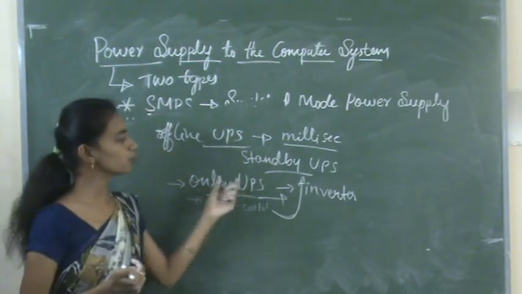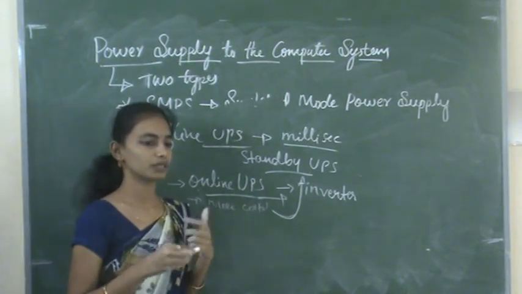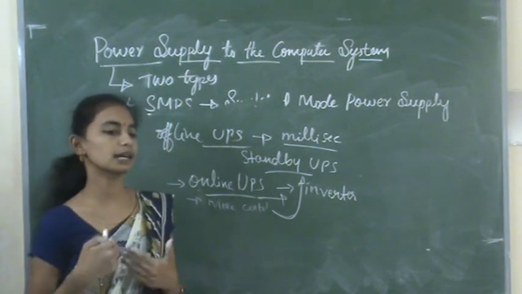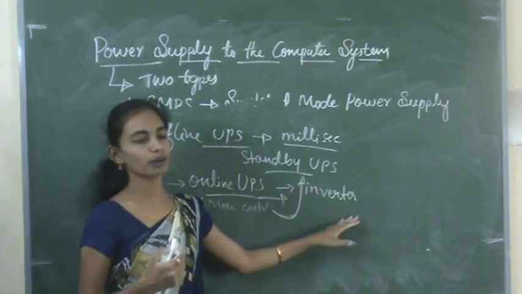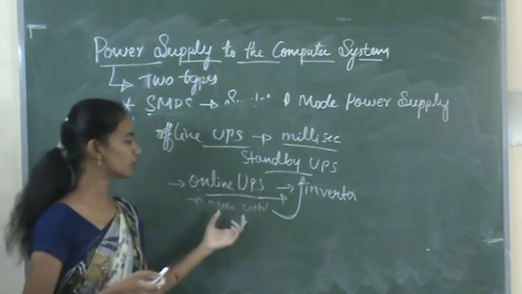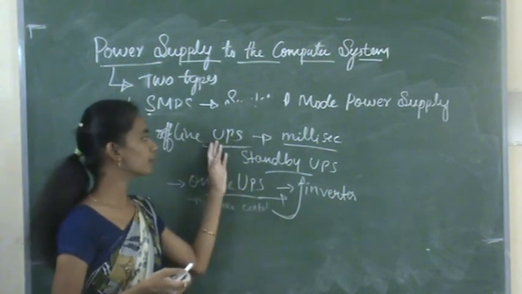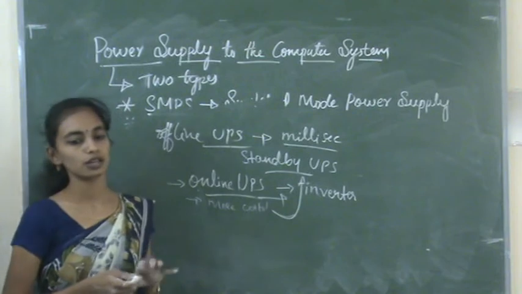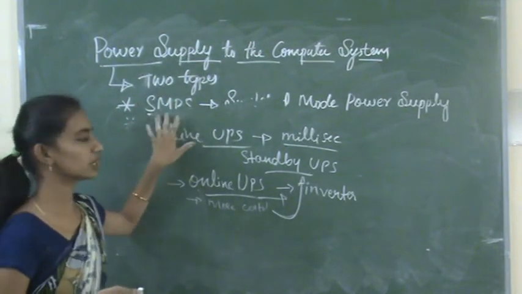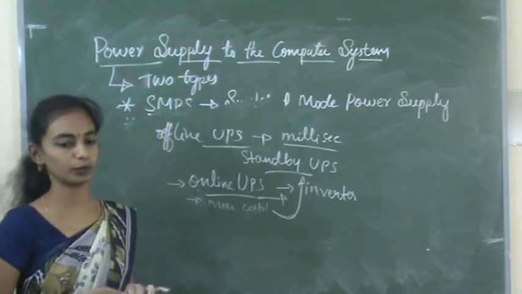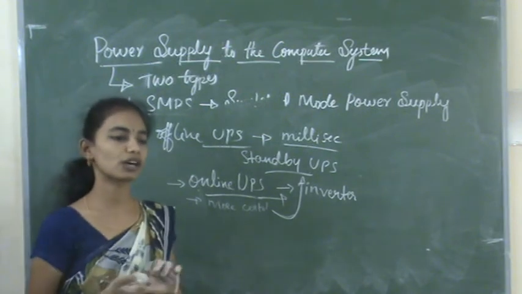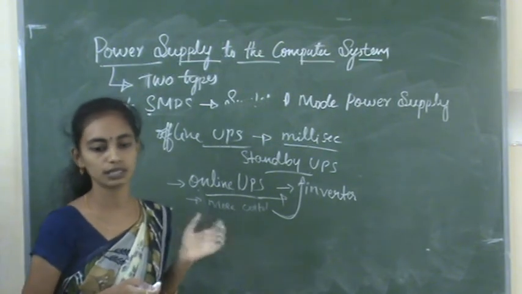The online UPS passes power without overlapping or losing the power. It will supply the power to the system with the help of the inverter. This online UPS is much costlier compared to the offline UPS. So that is about power supply. Power supply has two types: one is SMPS, another one is UPS. So this completes the first chapter, typical configuration of a computer system.